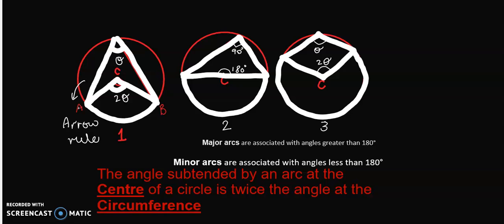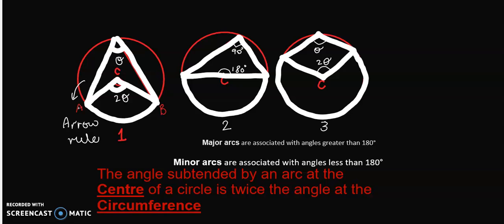Now this is also known as the arrow rule, because here you can see that an arrow has been formed. So whenever you come across a question in your exam in which you have found this arrow, then you can use this rule over there.